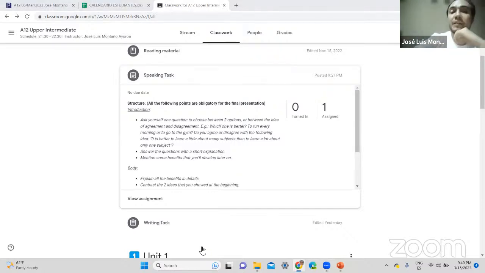I'm going to start with the class. We have two things mainly to do today to finish this course and to finish everything. We have one more lesson to cover. That's the only one that is left. And we have the oral presentation.